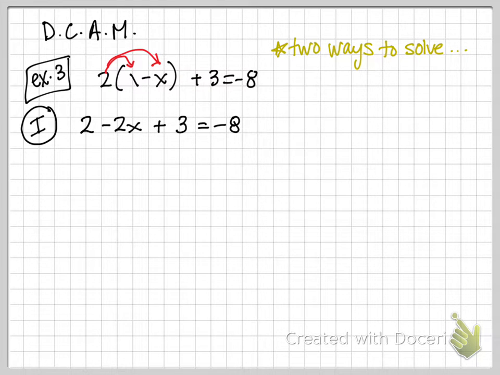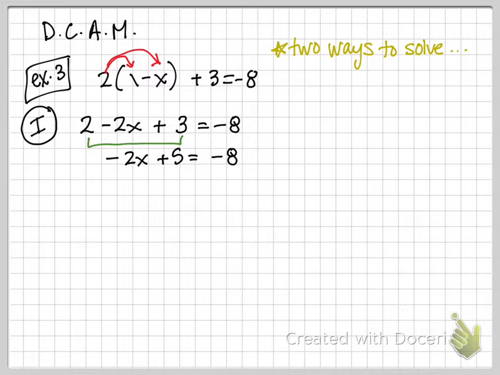Okay, the C, that would be our next step. C stands for combine like terms. Do we have any like terms on either side that we could combine? Yes, what should we combine? You should combine 3 and 2. Very good. 3 and 2 equals 5. We don't do anything to the negative 2x. That just comes down.